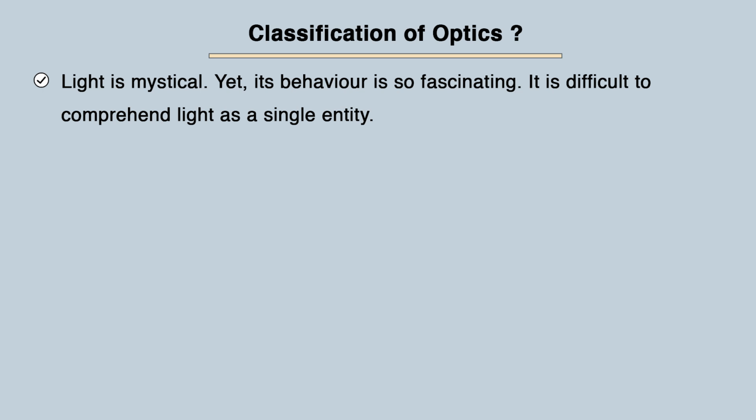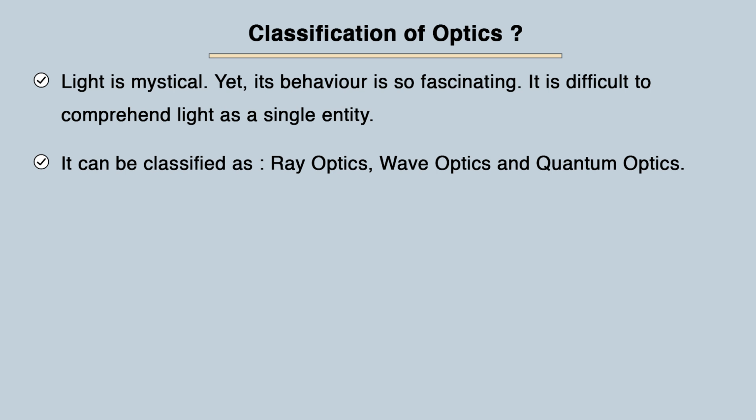Actually, light is very mystical. Its behavior is very fascinating, and it is difficult to comprehend light as a single entity. It can be classified as ray optics, wave optics, and at the beginning of the 20th century, one more branch was added, that is quantum optics.